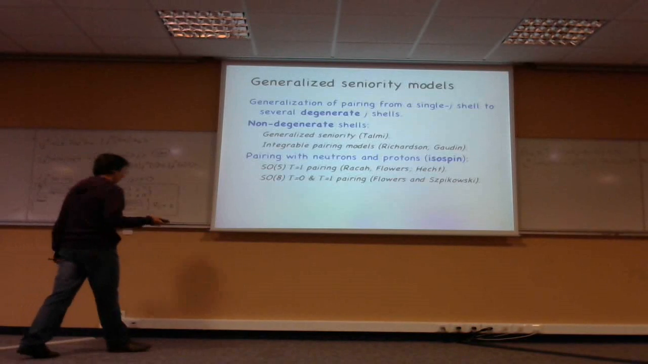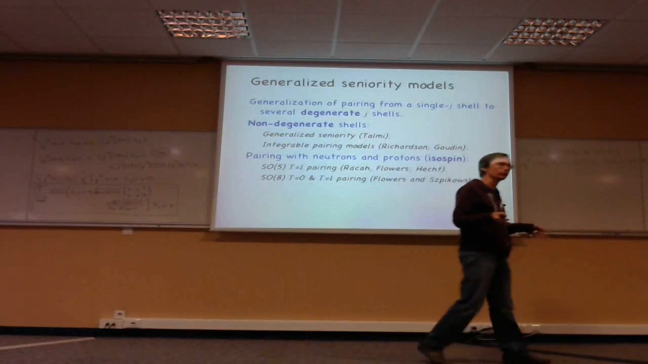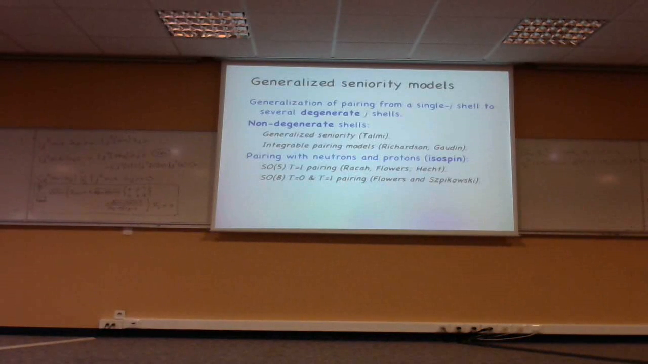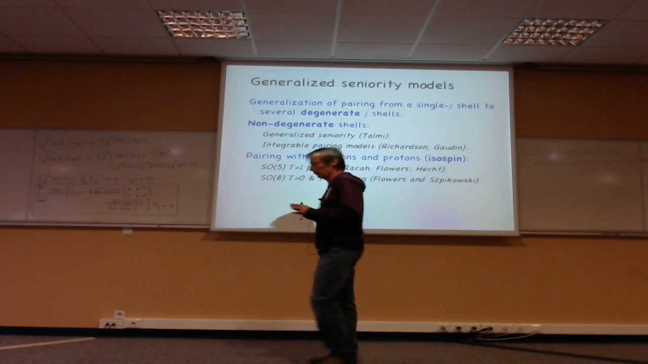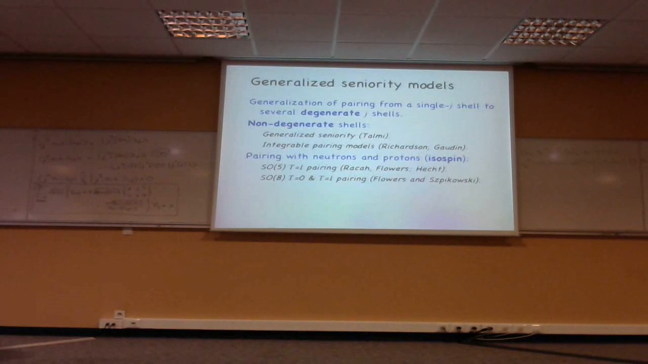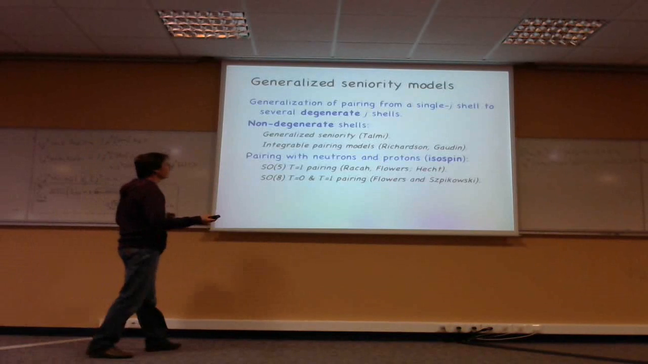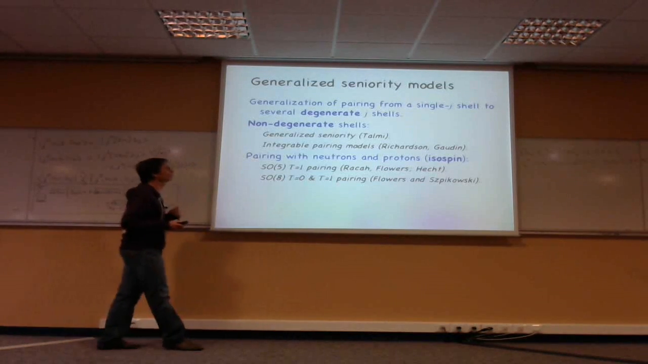And then there is an obvious generalization. I mean, nuclei consist of neutrons and protons. So what happens if we consider a pairing interaction between neutrons and protons? How can we introduce isospin into pairing models? This I will not discuss at all, because this is a topic that will be covered by Augusto Macchiavelli this week. So he will arrive today. He will talk about this, I think, tomorrow and Thursday.